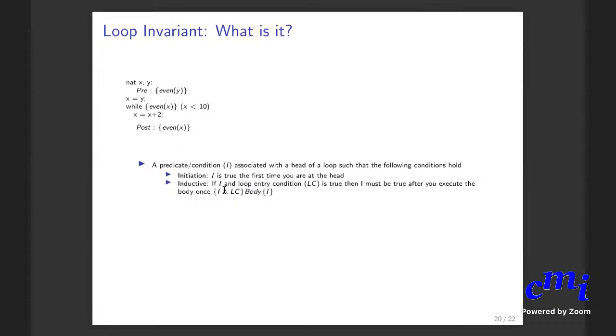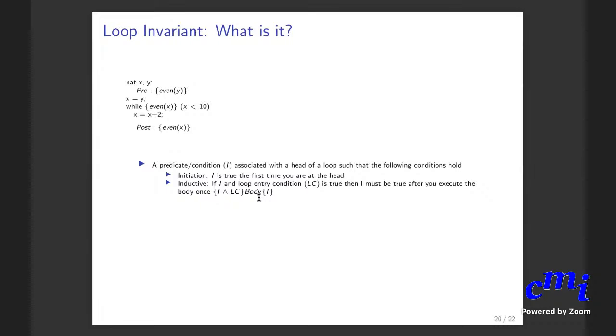If the loop invariant I is true, that is, the values of the variables are such that the loop invariant holds, and the loop entry condition LC is true, then I must be true after you execute the body once. So for the body, you just have to prove this: if you assume this precondition, I and LC, then I has to hold after you execute the body.